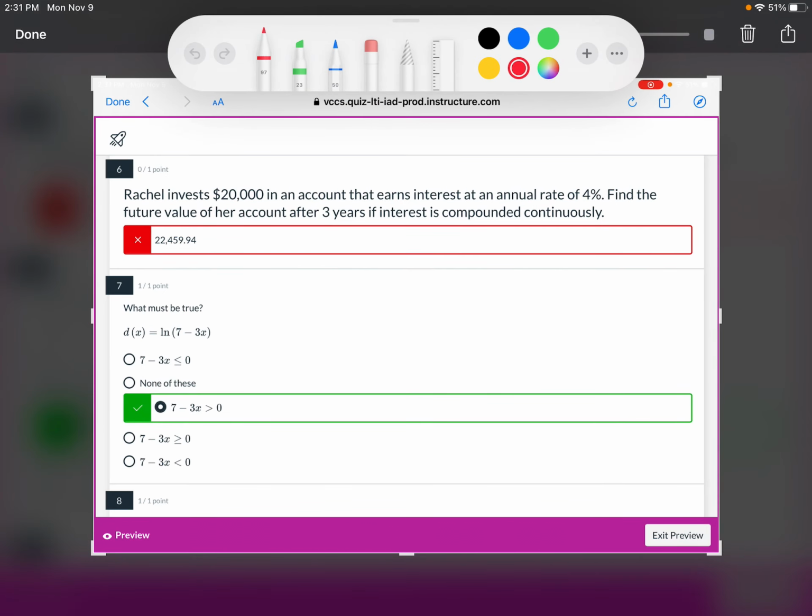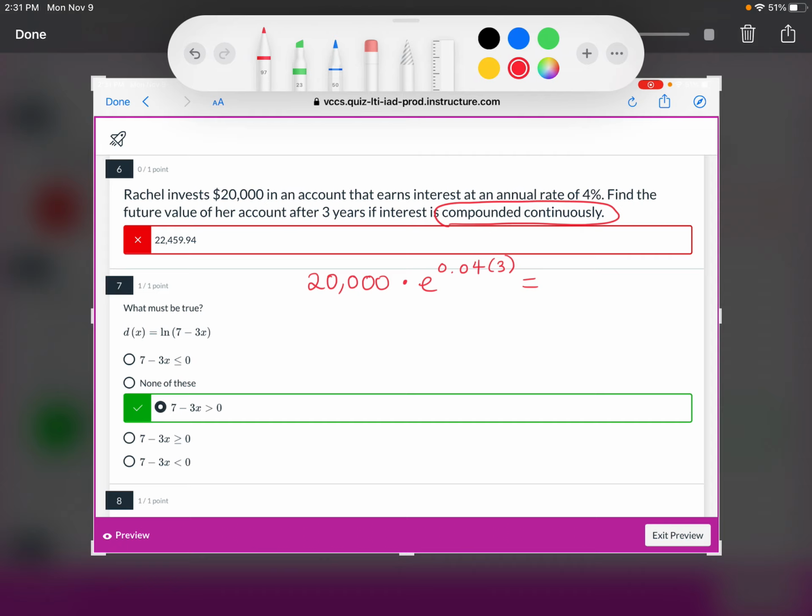So the Rachel problem. I had $20,000, and I'm multiplying this by e raised to the, compounding continuously, rate of 0.04. And the year is 3, so I'm typing in 3. So this should be the answer. I mean, how could I miss this? What did I do wrong, right?